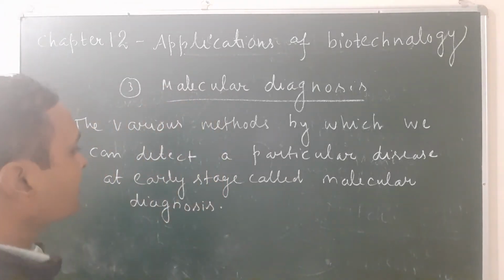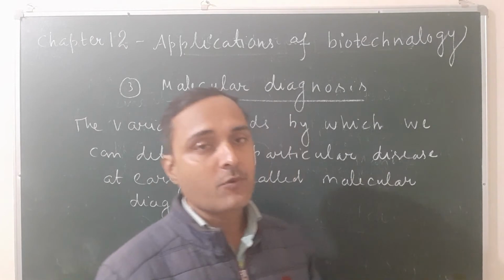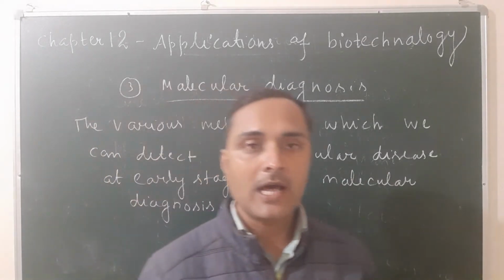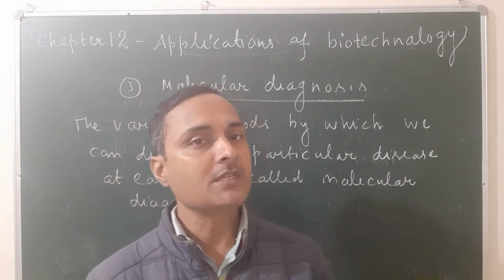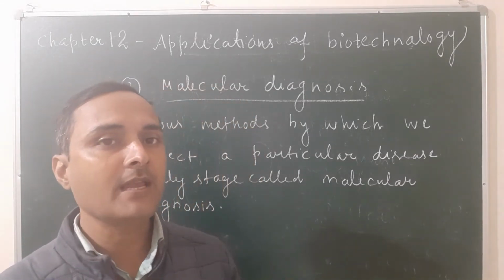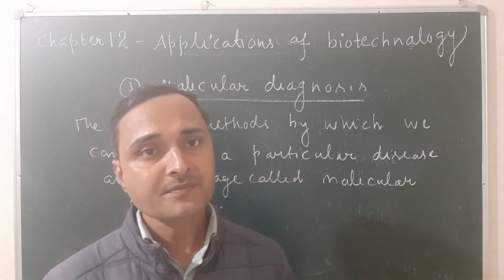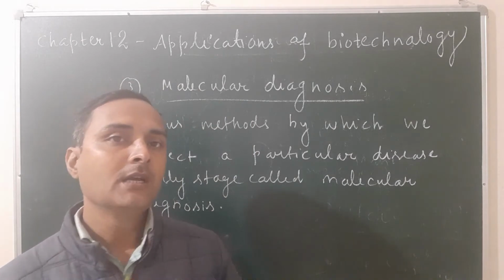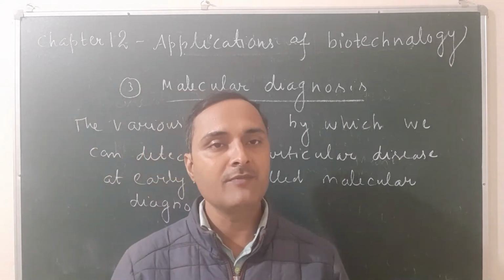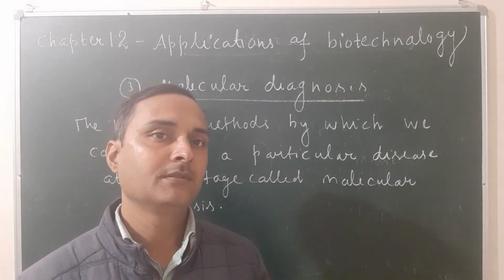There are three methods of molecular diagnosis. The first one is called PCR, that is polymerase chain reaction. Second one is rDNA technology, and third one ELISA. The first one, PCR. In this method, we can amplify the genetic material of the pathogen, either DNA or RNA. And by amplifying the genetic material, we can easily find out the nature of the pathogen, and we can prevent the pathogen by a special method.